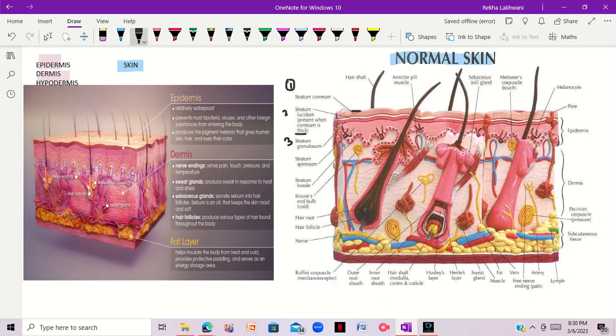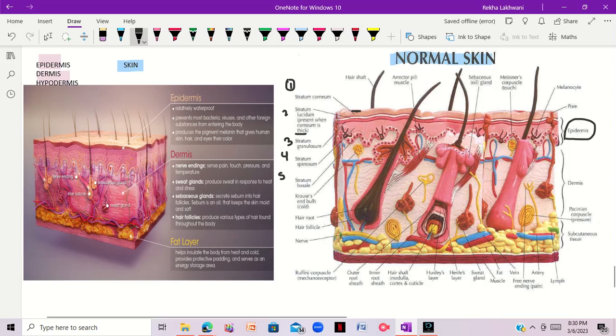So stratum corneum, stratum lucidum, stratum granulosum, then we have stratum spinosum, and fifth is stratum basale. This is the last layer of the epidermis. So our epidermis is a combination of five layers: stratum corneum, stratum lucidum, stratum granulosum, stratum spinosum, and stratum basale.